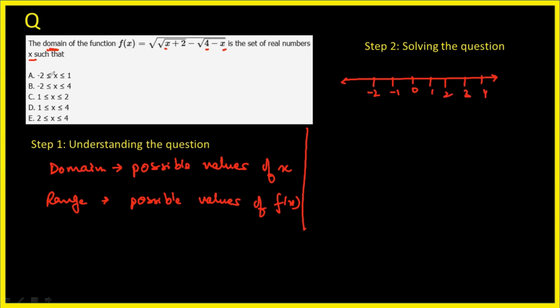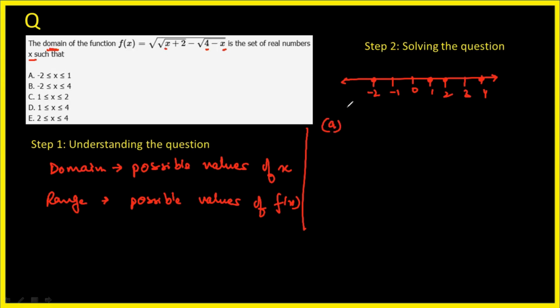So the options give us that x lies between -2 to 1, option B, -2 to 4, so 4 and -2 included, 1 to 2, and 1 to 4, and 2 to 4. We just have to substitute these values, that is -2, 1, 2, 4, and see wherever the function gives us a real value; that is the correct option. Let's start with option A and substitute x as -2.